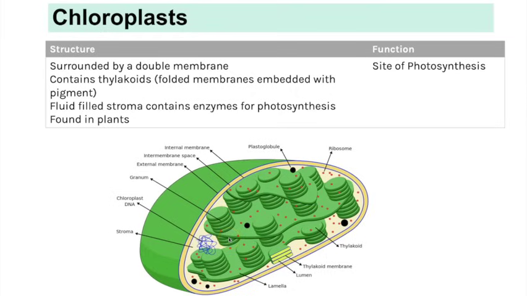And the thylakoid membranes are embedded with proteins and pigments such as chlorophyll, and therefore it's the site of the light-dependent reactions in photosynthesis. The stroma, which is the fluid part surrounding the thylakoid membranes, has lots of enzymes in this location which are needed for the light-independent stages of photosynthesis.